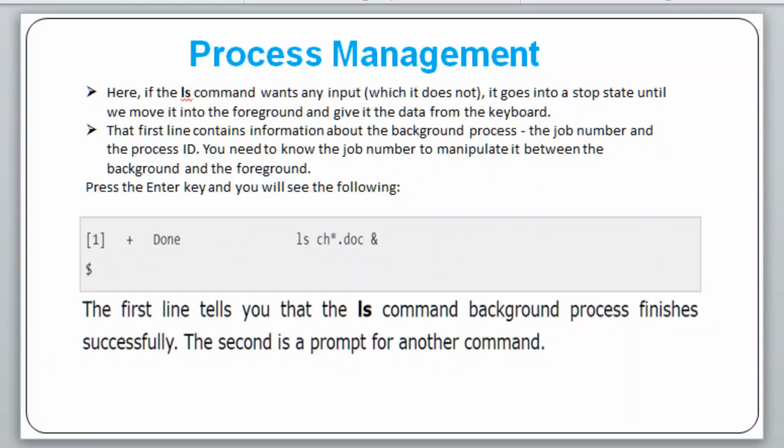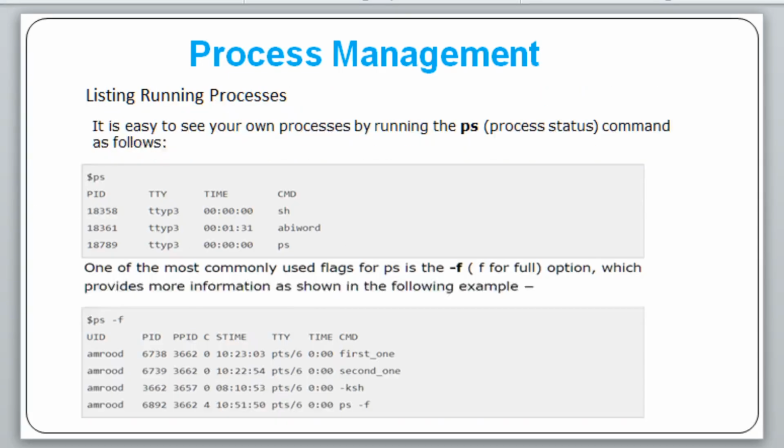And as you can see here, that's what it's explaining. It's saying this first line here tells you that the ls command background process finished successfully. So it tells you it was the first job in this example and that it finished, and this is the command that was run. On our next slide, it's going to explain in depth a little bit more about process management and listing running processes.